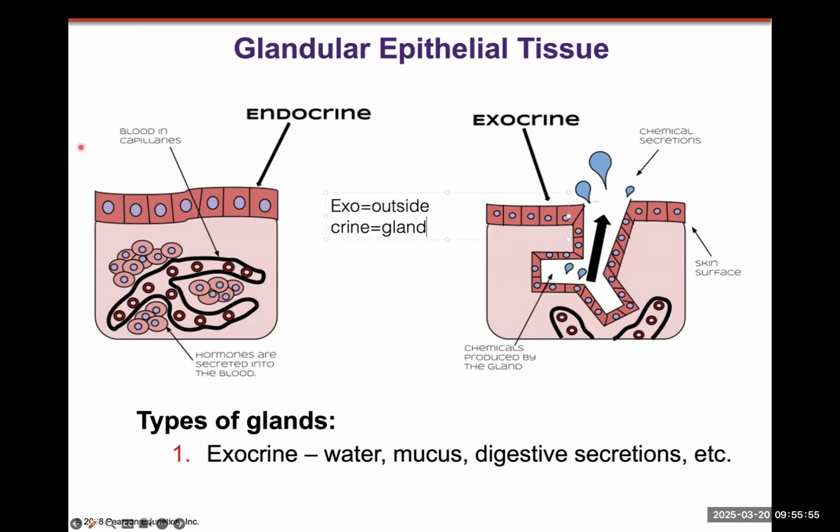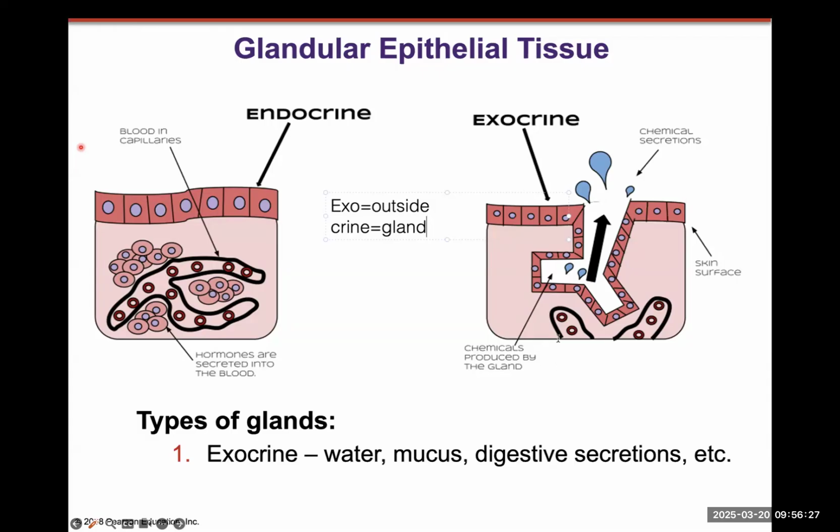So since crine already means gland, when we say exocrine glands, it's actually kind of redundant. You're repeating yourself, because crine already means gland, so you're kind of saying gland twice. So exocrine is enough for us to understand what's going on. Some examples would be sweat, and then digestive secretions.